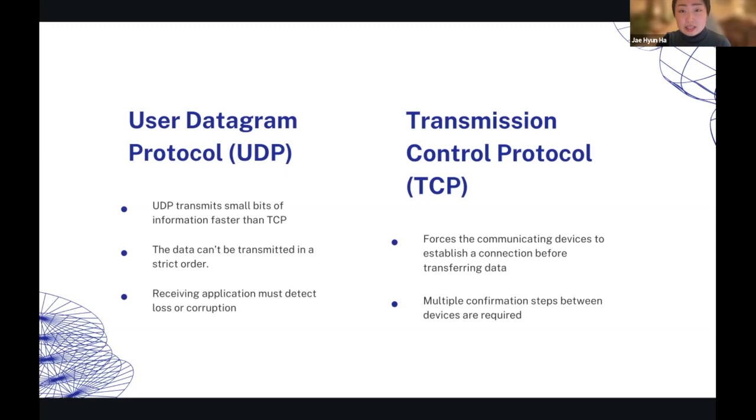It means that if the data is lost, the stream might suffer lapses in quality because there is no communication between the sending and receiving devices. The data cannot be sent in exact order.